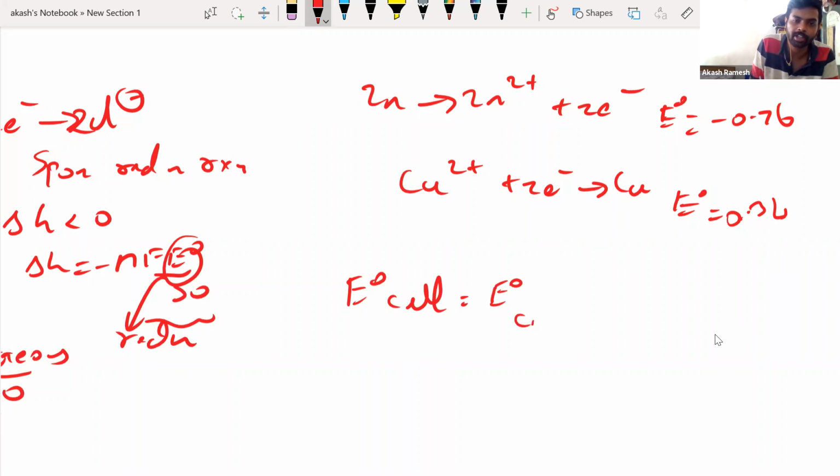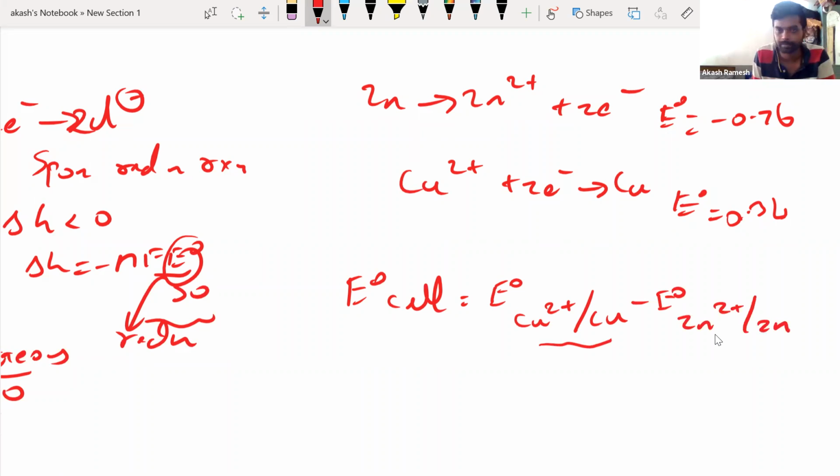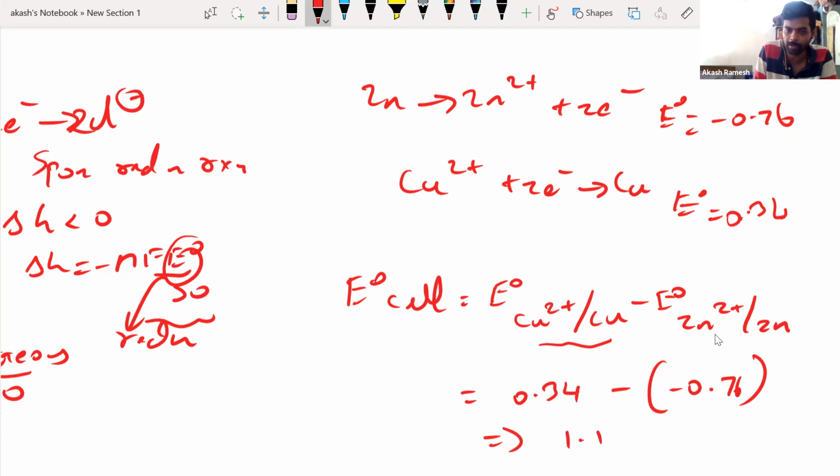It is going to be E naught Cu2+ bar Cu. Please understand it is cathode minus anode. In the cathode, I have copper; in the anode, I have zinc, minus E naught Zn2+ bar Zn. No issues. Now I substitute the values: E naught Cu2+ bar Cu is 0.34 minus the value for zinc, which is minus 0.76. If you calculate, it would be plus 1.1 volts.